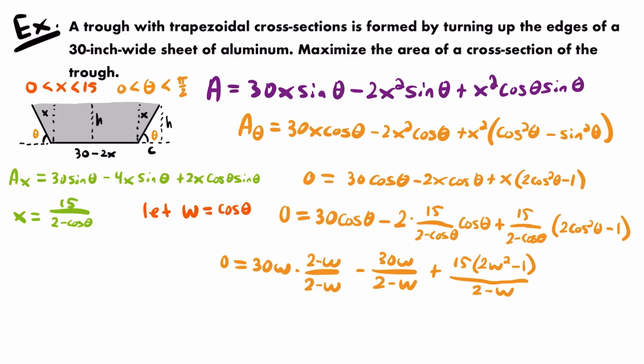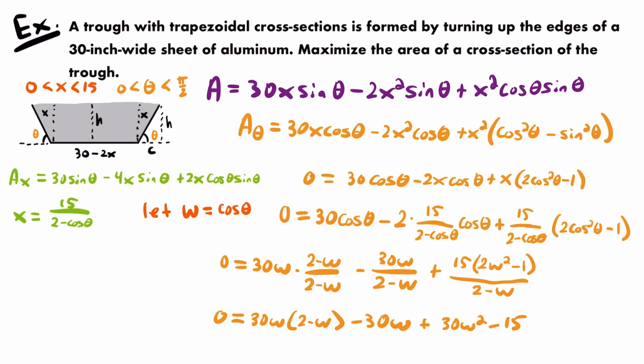Okay, so if you do that, all you'll be left with is 30w times 2 minus w, minus 30w plus 15 distributed through this quantity, so we have 30w squared minus 15. Once again, now that all three terms have a common denominator, we would be able to combine the numerators and then just multiply out that denominator since everything is equal to 0.